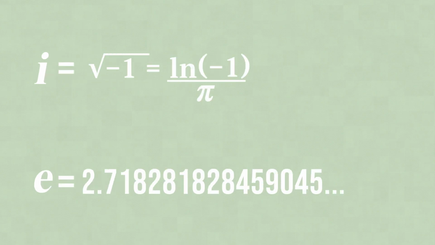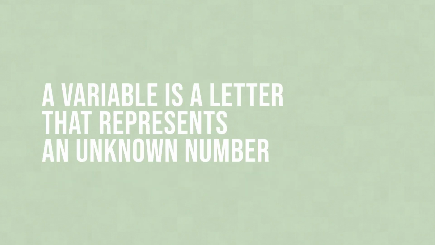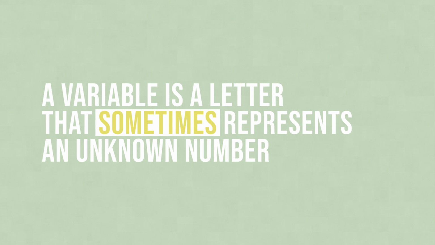To start, not all letters used in mathematics represent an unknown number. Think about i and e. Each of these is a letter and they're used in math, but they are not unknown. In fact, they are rather well known. So would it be better to define a variable as a letter that sometimes represents an unknown number?